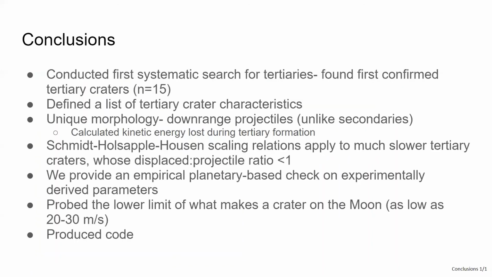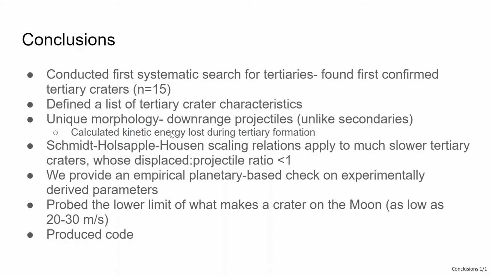All right, let me summarize what I just told you. We conducted the first systematic search for tertiaries and found the first confirmed tertiary craters, 15 of them. We defined a list of tertiary crater characteristics, so you too can go out and look at the quick map and find them for me, instead of me doing it. In addition, we note their unique morphology. Some of them have downrange associated projectiles, which is unlike secondaries. So we can do more physics with these tertiary craters than with secondaries.